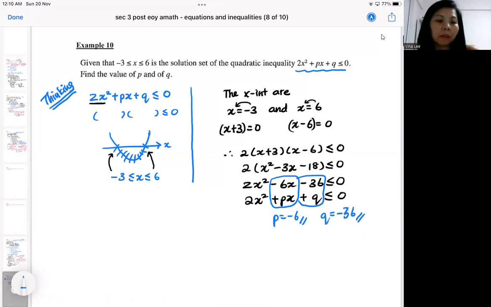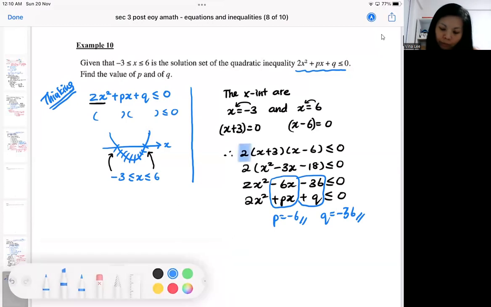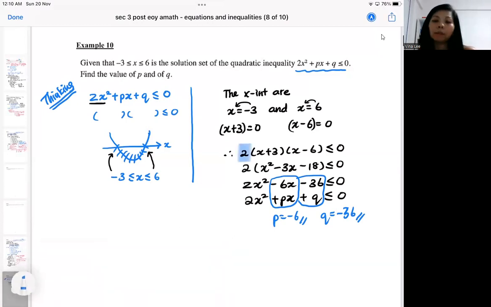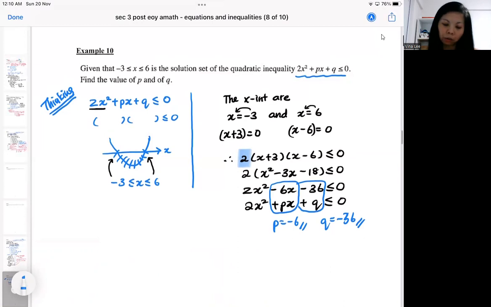One of the common mistakes will be some people will forget to put the 2, and then suddenly they decide to multiply in the 2. You should have multiplied in the 2 in the first place before you do your expansion. So this is the working backwards. They give you the solution to work backwards, and you expand out to get the function.